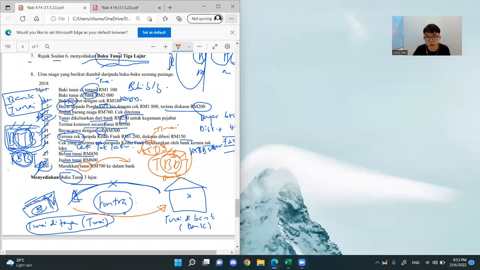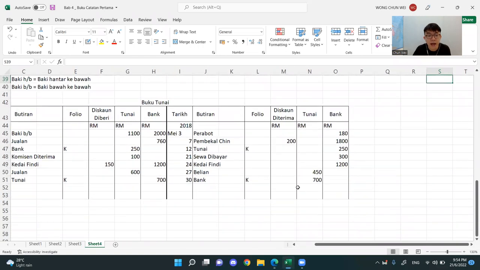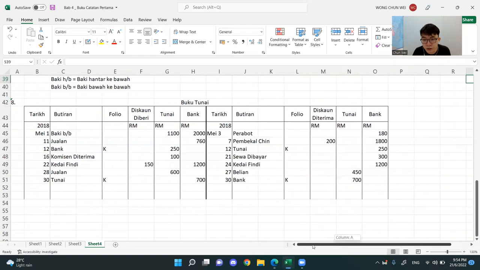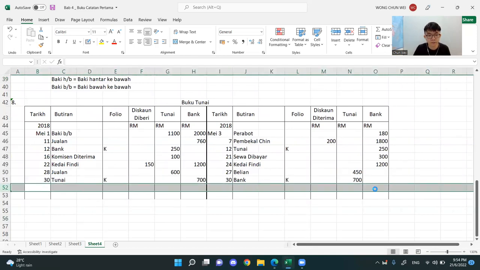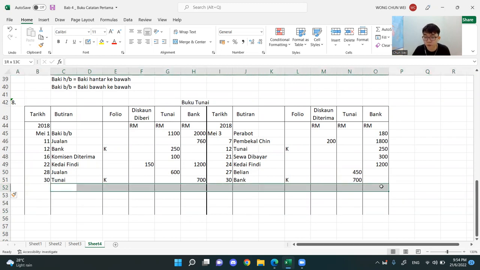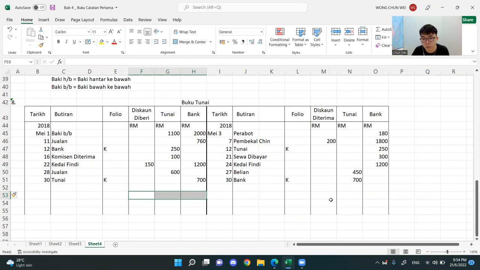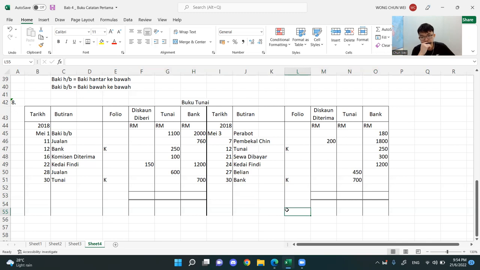So up to 30th, so come back to here. So now let's zoom in and complete it, close it. So how to close? So now you just skip a line. So skip a line. This line will be for the Baki HB, right? Remember? So after skip a line, here, put the one line, double line. All right. So then the discount delivery, you jumlahkan 150. And the discount diterima jumlahkan 200.